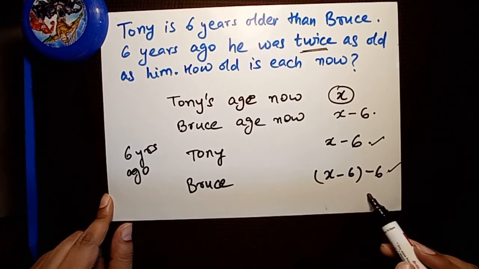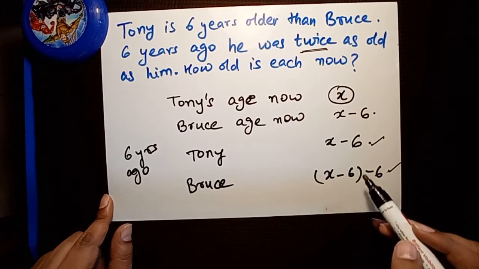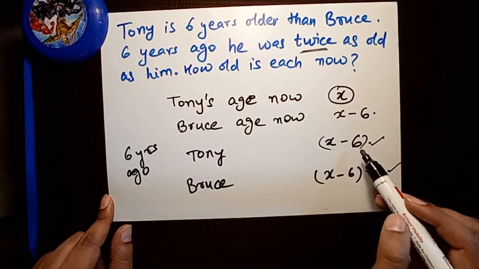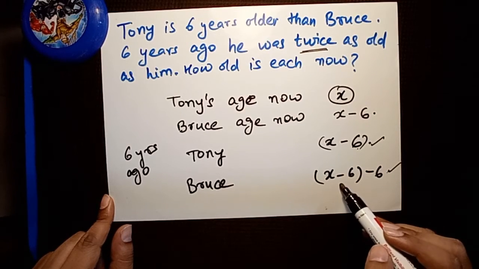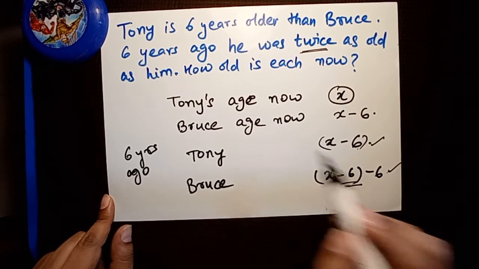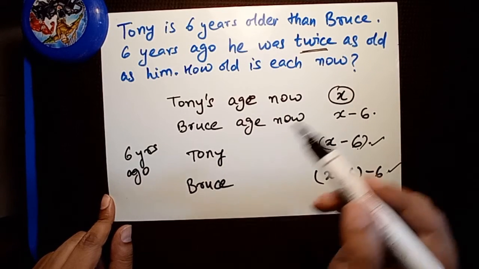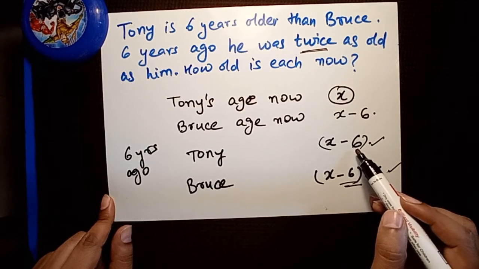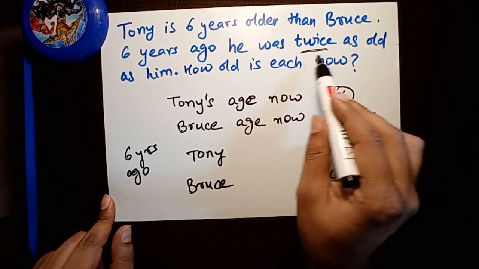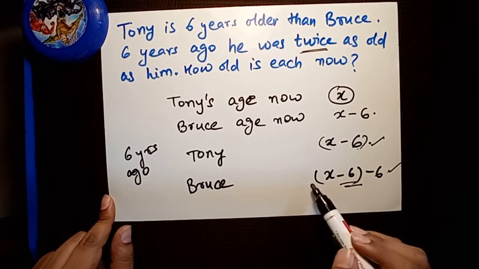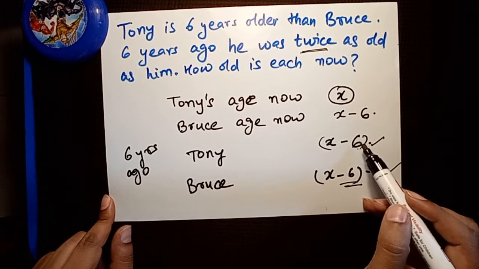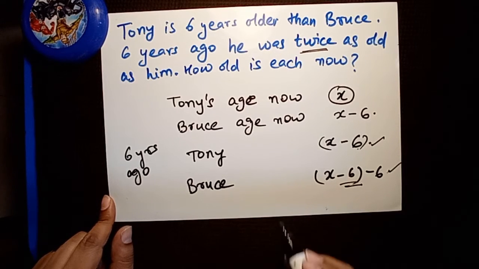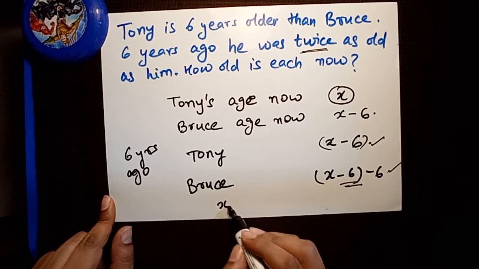So now we have a relationship between these two expressions. What is that relation given to us? That this is 2 times this. From the language, understand that Tony is older, meaning this value is bigger. So if I say twice, when I multiply 2 to this, I get Tony's age. So the algebraic expression that I get is X minus 6.